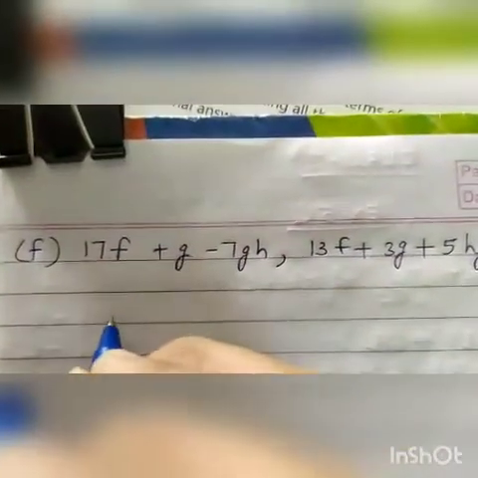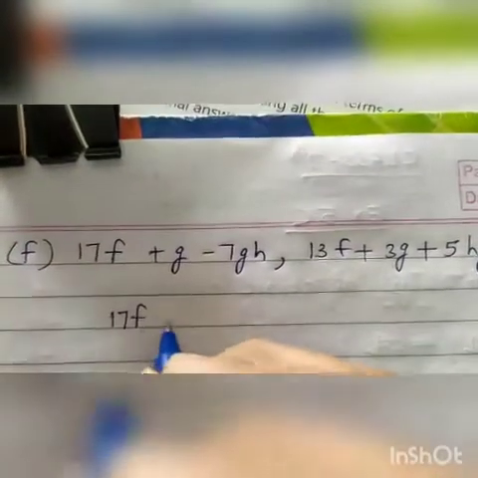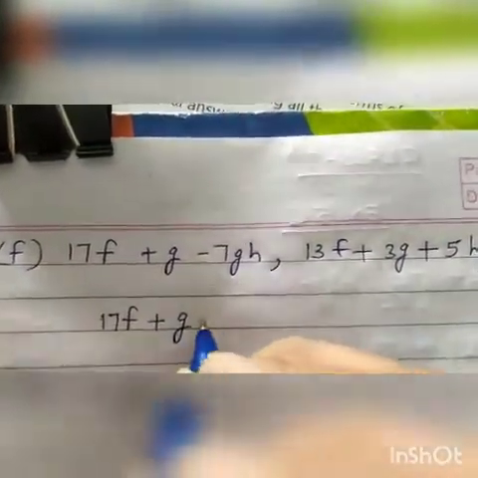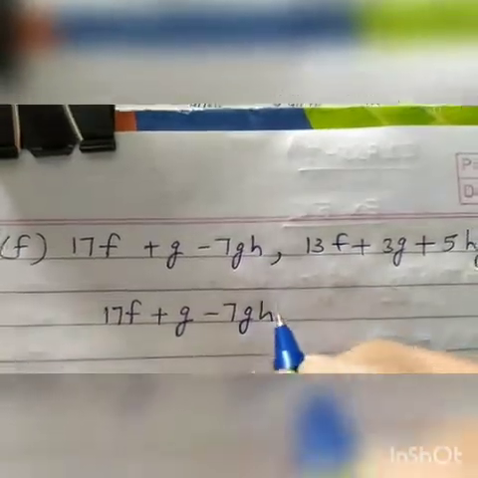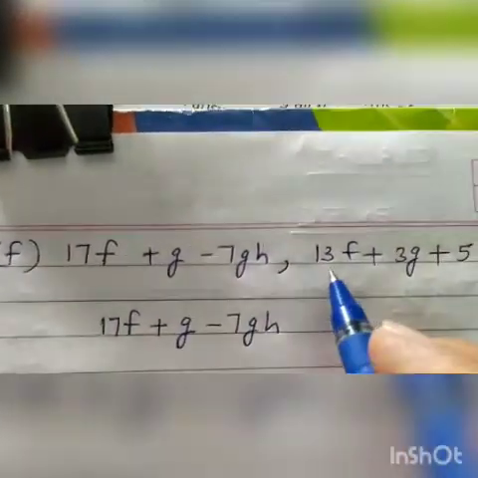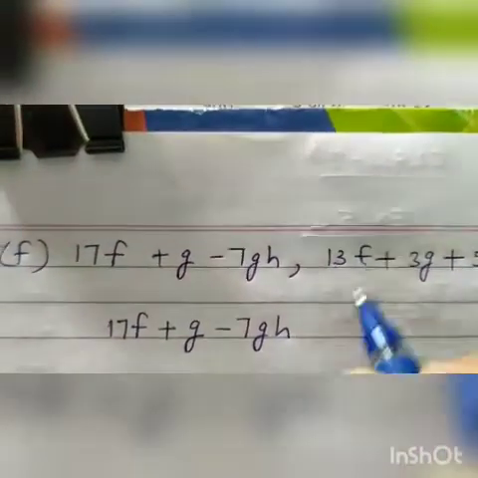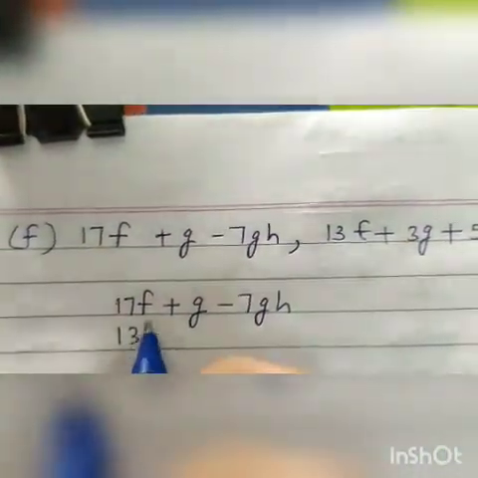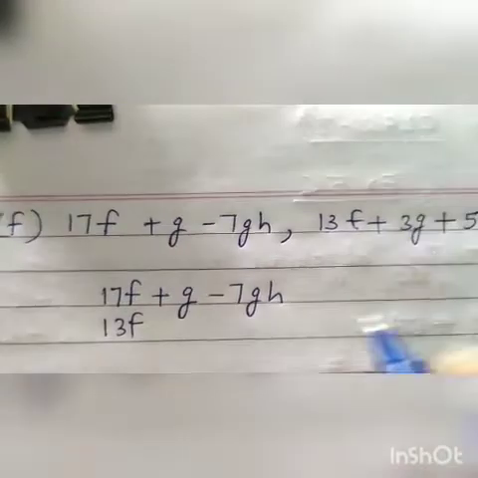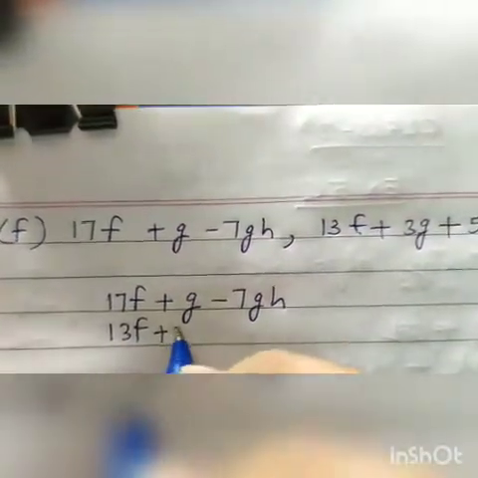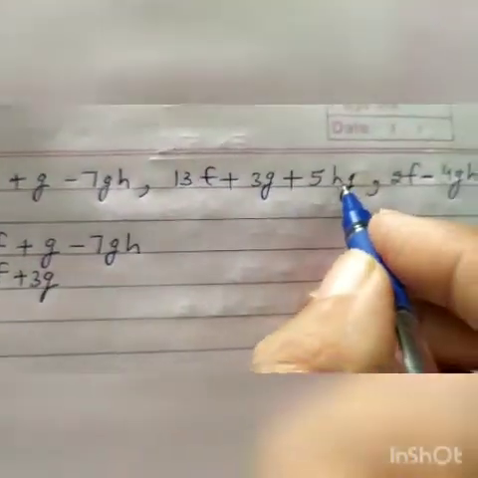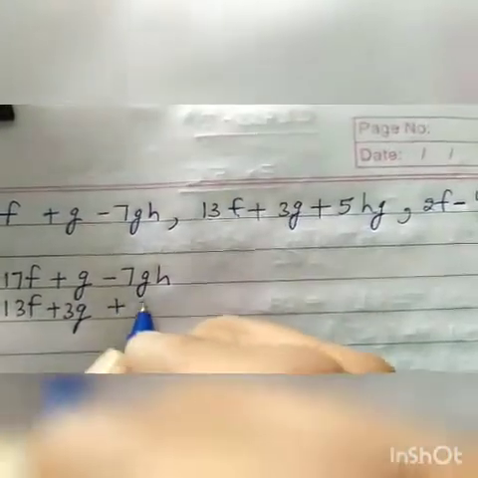Our first expression is 17f plus g minus 7gh. Second is 13f. We will write 13f here, plus 3g below this g, plus 5hg.